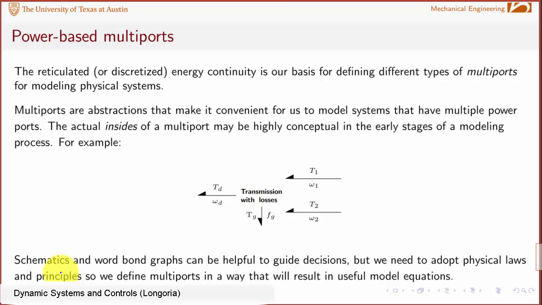So, while schematics and these kinds of word bond graphs are useful, and they can help guide us and make decisions on how we want to model the system, a lot of assumptions need to be made on how detailed you want to be. We still at some point need to adopt some physical laws, and in that way we need to define multiports in more detail than this, although again this can be helpful just in getting yourself started, figuring out what kind of system elements you have and so on.